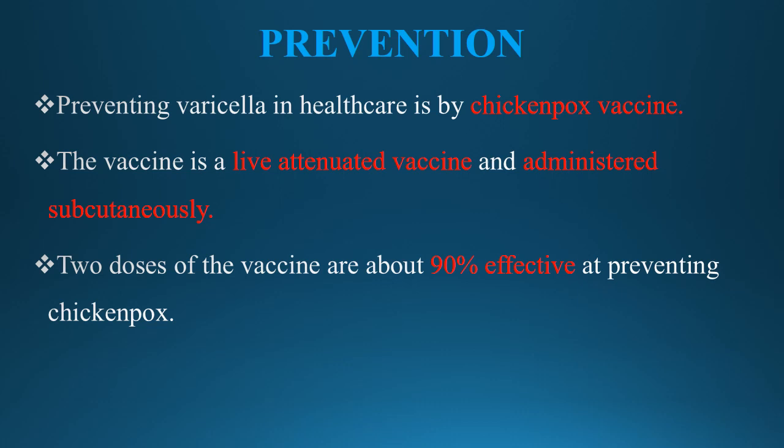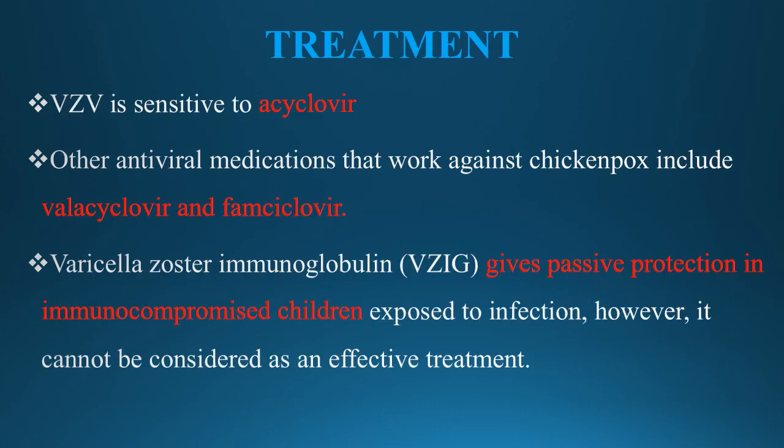The best preventive measure for chickenpox is the chickenpox virus vaccine. This vaccine is a live attenuated vaccine and is administered subcutaneously. Two doses of the vaccine are about 90% effective at preventing chickenpox. Dr. Michiaki Takahashi developed the first chickenpox vaccine.